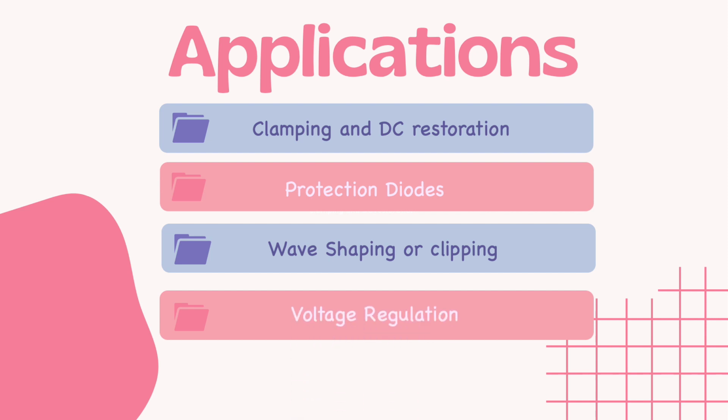Last we have voltage regulation. In some cases, signal diodes can also be employed for simple voltage regulation. In the forward bias region, a signal diode has a constant voltage drop across it. And those are the applications of signal diodes.